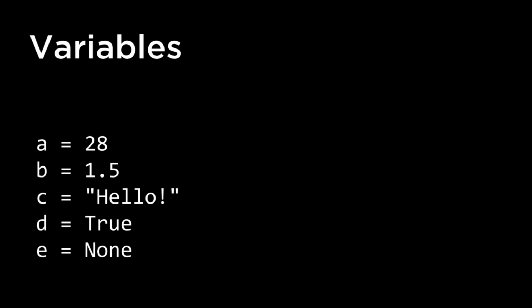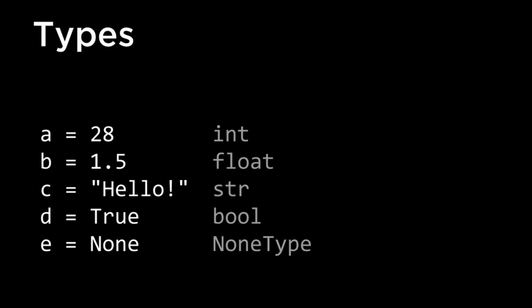So basically these are the types you can see on 28, 1.5, hello, True, None. Types are like integer, for values which do not have floating points, and for floating points we have the float type, and for hello we have the string, or str, data type for text values, and for True and False we have the boolean data type, and for None we have the None type. Okay, basically these are data types.